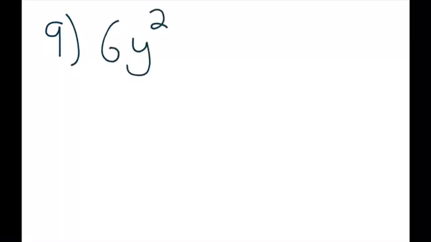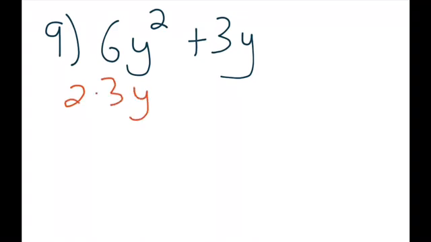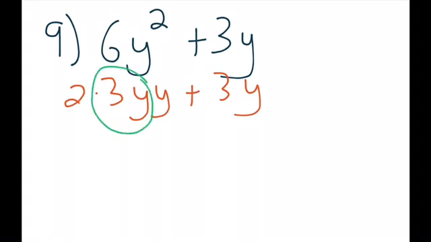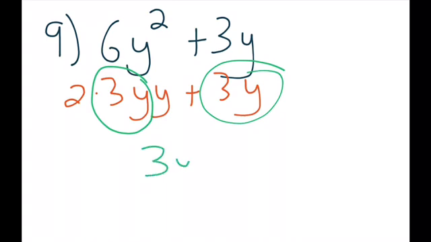Okay, number 9. Number 9, we have 6y squared plus 3y. First question I ask myself is: is there a GCF? I have 2 times 3y plus 3y. Well, I can see that each term has a 3y, so yes, there's a GCF. If the answer is yes, then you take it out.